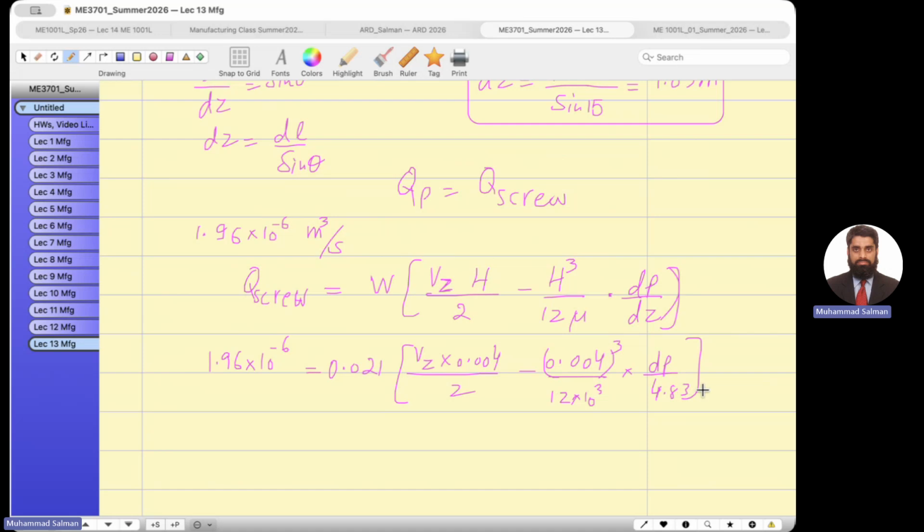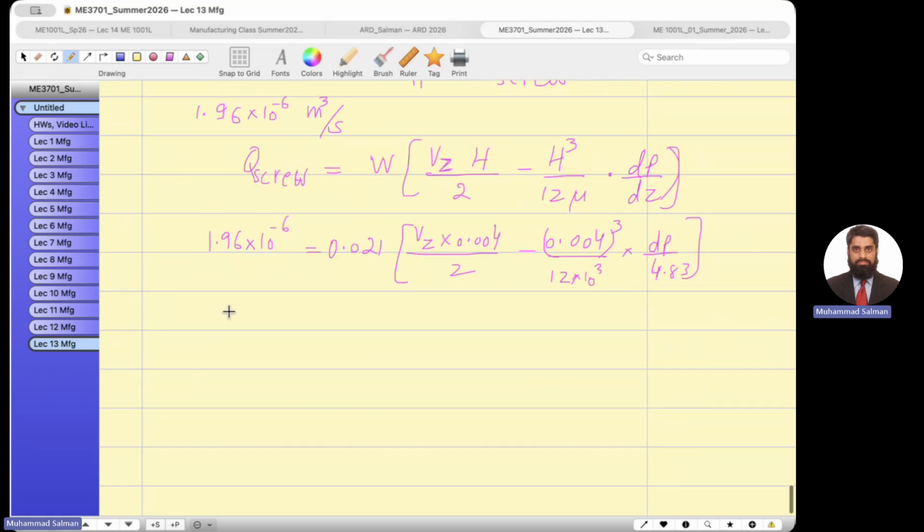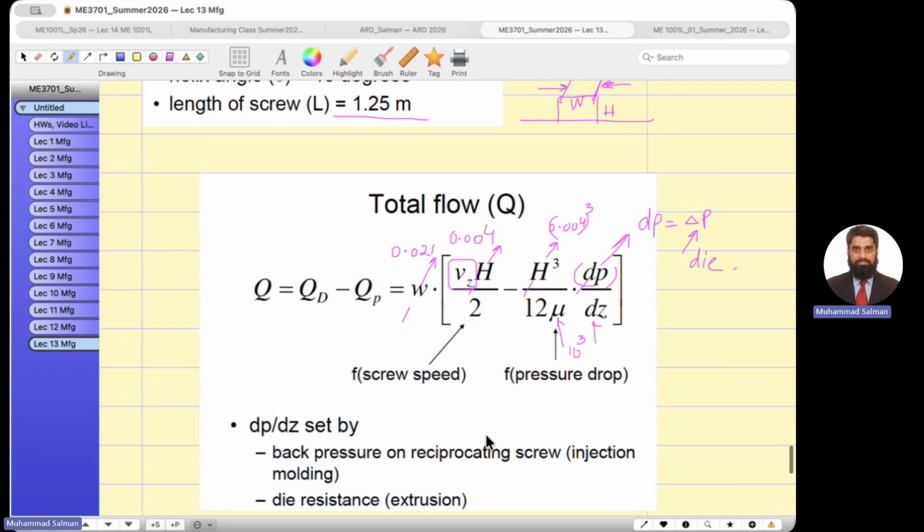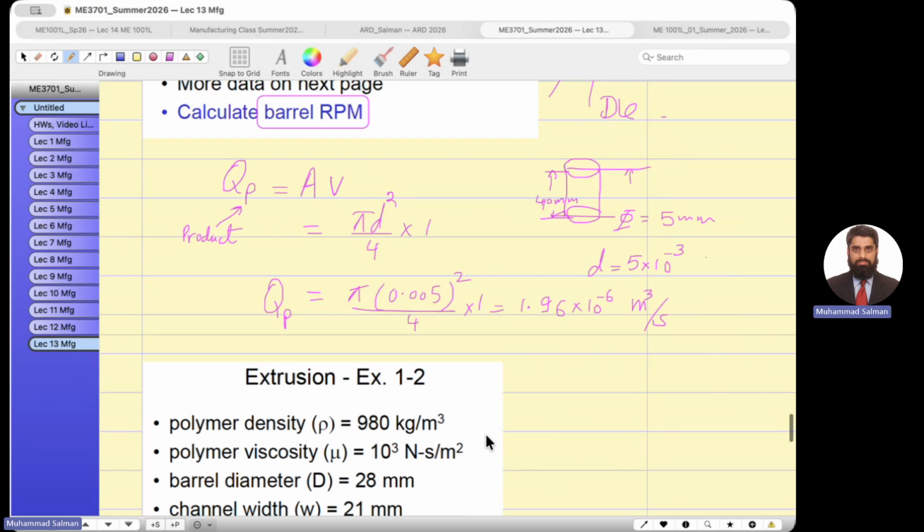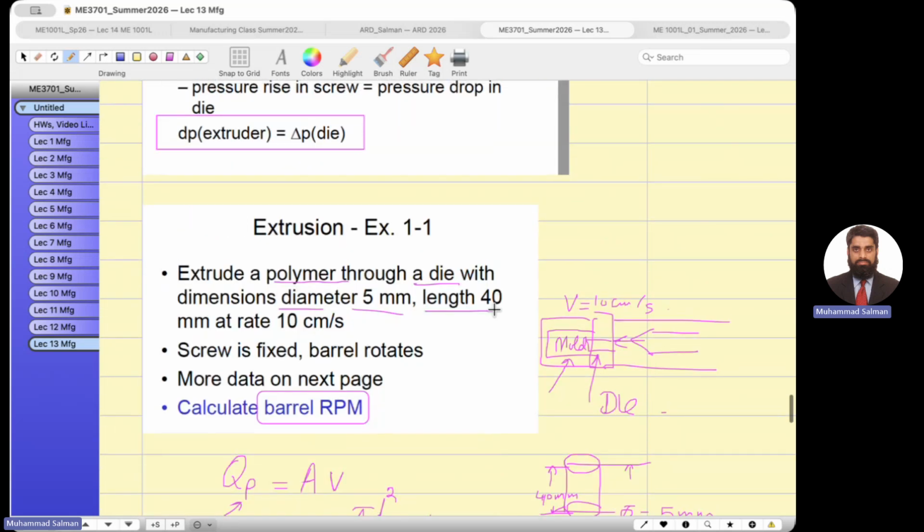I'm going to show you from this formula. For the round die, the discharge through the die is the same as the discharge inside the product. It is the same as the discharge coming out of the screw. So this is the fact. The die is a cylindrical die, so I'm going to use this formula: pi r to the 4 divided by 8 eta, delta p over the length of the die. The length of the die is 40 millimeters.